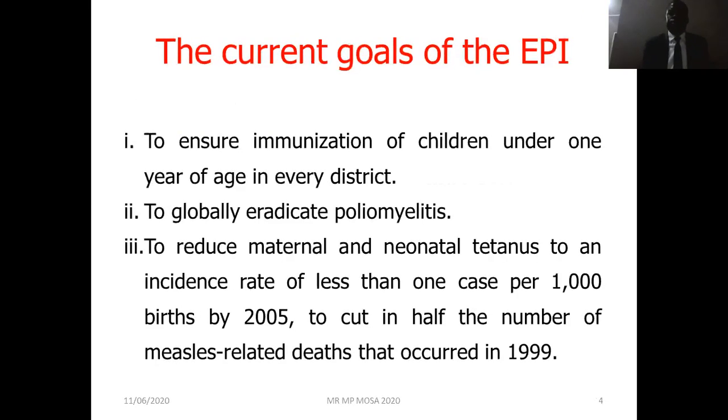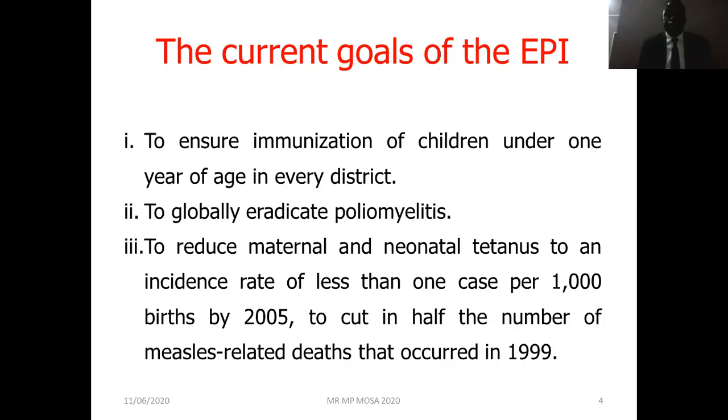Let us look at the goals of the expanded program on immunization. One of the goals is to ensure immunization of children under 1 year of age in every district. So this program ensures that every child who is below the age of 1 year gets vaccinated. Also, globally eradicate poliomyelitis. The program ensures that there is eradication of poliomyelitis in the whole world. And I'm happy to mention that Zambia is one of the countries where polio has been completely eliminated.